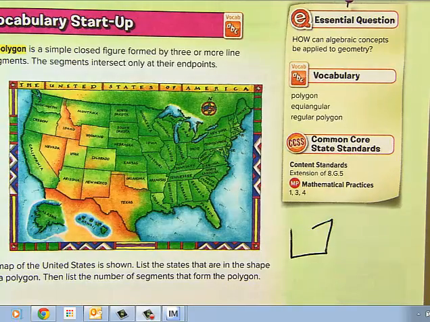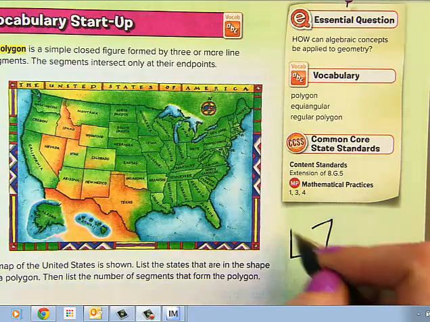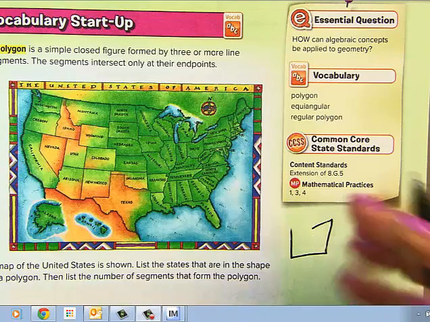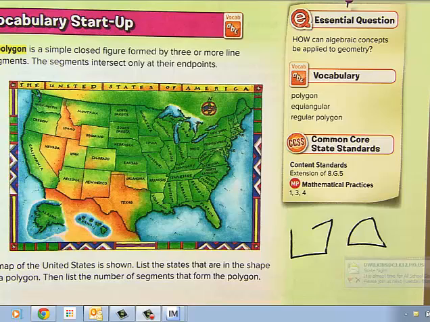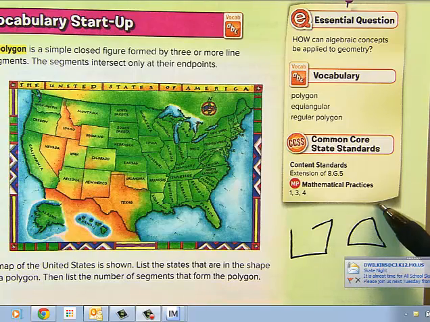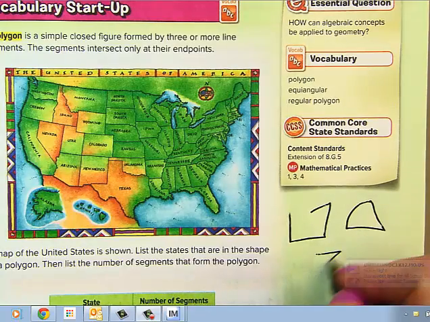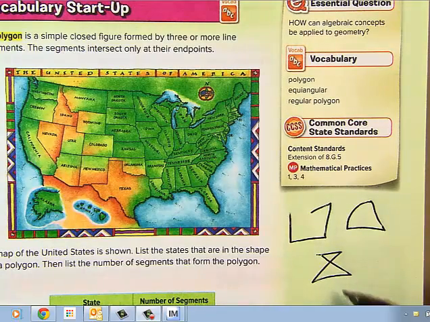would this be a polygon? Well, the answer is no, because it's not attached at the top. This is an open figure. Would this be a polygon? Well, the answer is no, because it has this curve right here. Would this be a polygon? And again, the answer is no, because it intersects or crosses itself right there.